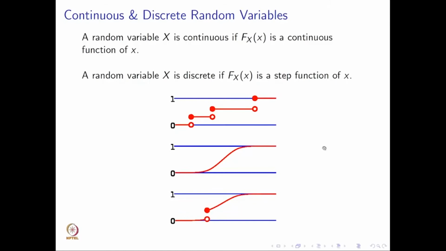A random variable X is continuous if its corresponding cumulative distribution function is a continuous function of x. This is shown in the second part of the diagram. A random variable X is discrete if its CDF is a step function of x. This is shown in the first part of the diagram. The third part of the diagram shows the cumulative distribution function for a random variable which has both continuous and discrete parts.